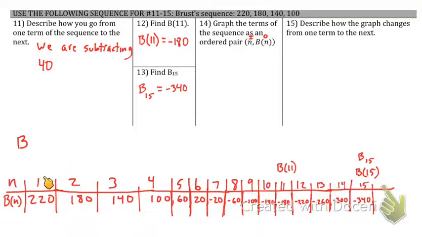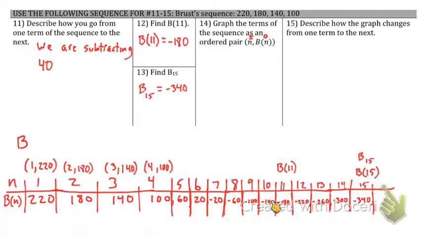So we're going to think of this as an input-output table. Input, output. And when we do input-output, our input is the first number, our output is the second number. So we can turn it into a point. We've done this in the previous weeks. Input is 2, output is 180. Input is 3, output is 140. And then the fourth term, input is 4, output is 100.